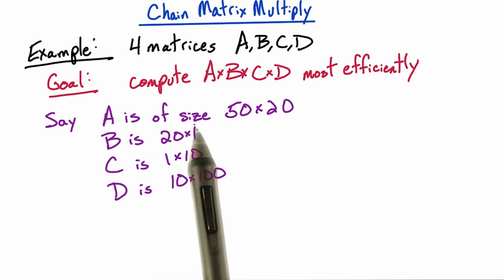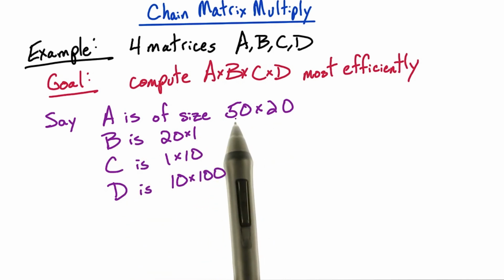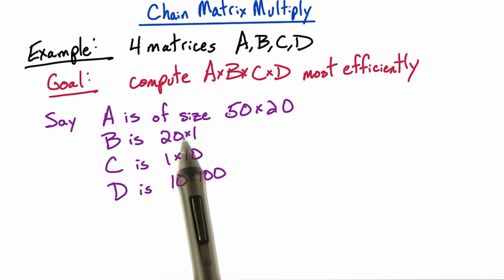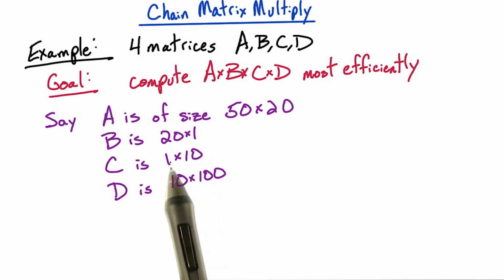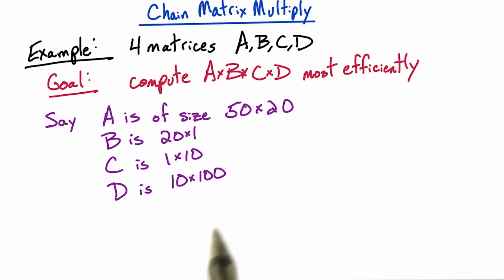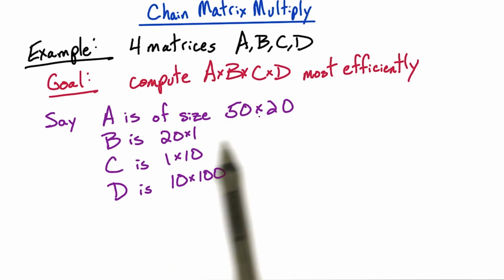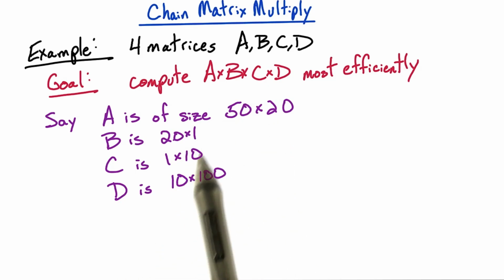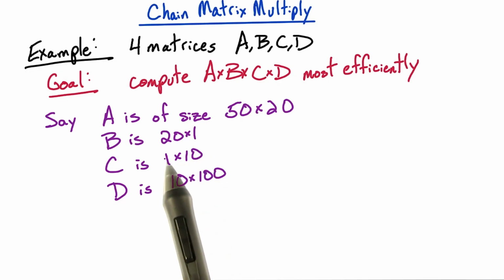Let's say A is of size 50 by 20, so it has 50 rows and 20 columns. B is of size 20 by 1. C is of size 1 by 10. D is of size 10 by 100. Notice one thing. The number of columns of A has to match the number of rows of B. Also, columns of B has to match rows of C. Columns of C has to match rows of D.